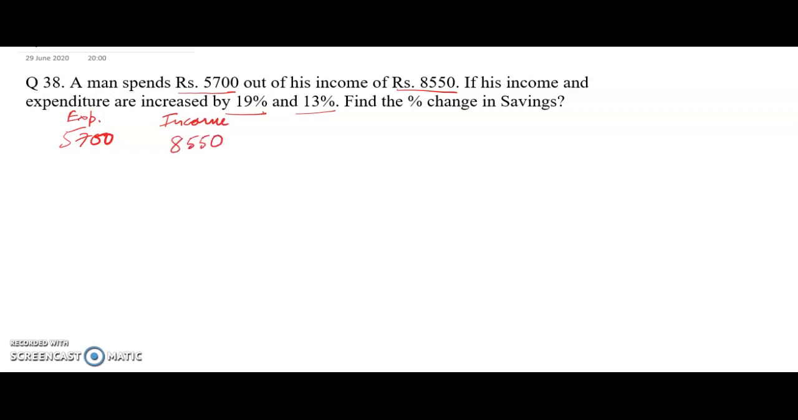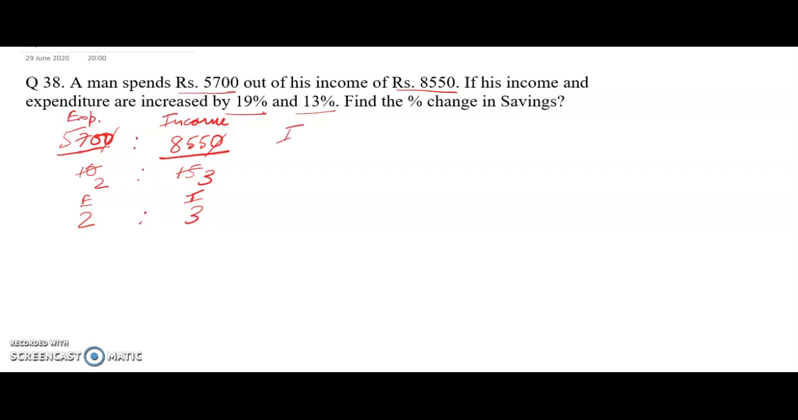8,550. Now in such type of questions, what we will do, we will simplify this 5,700 and 8,550 to the lowest ratio. So if we simplify this, we will get 2:3, expenditure is 2 units and income is 3 units.